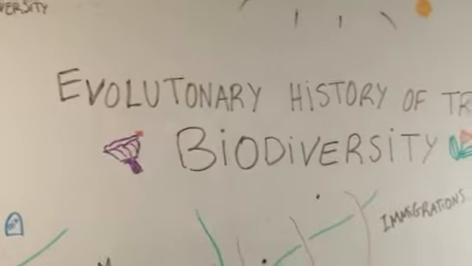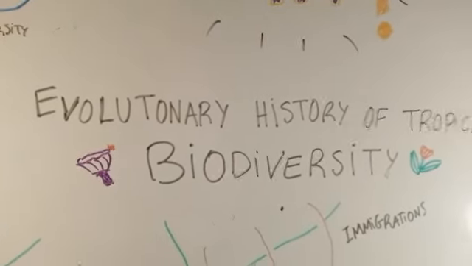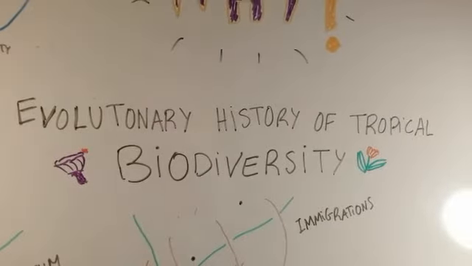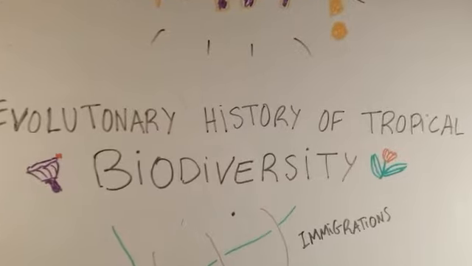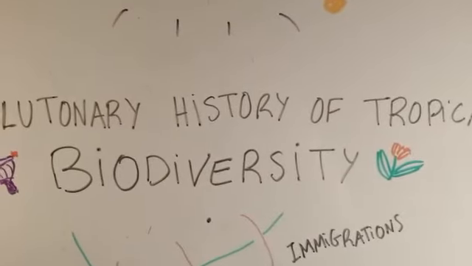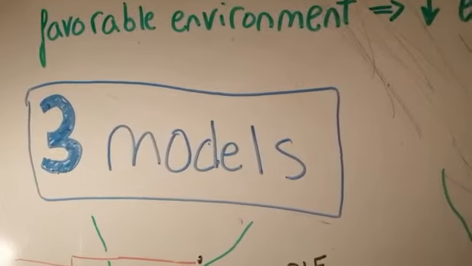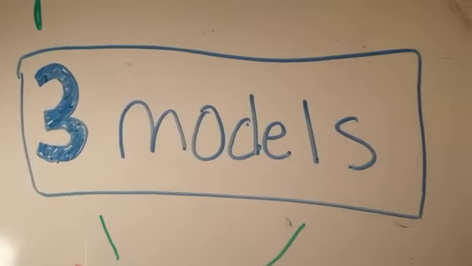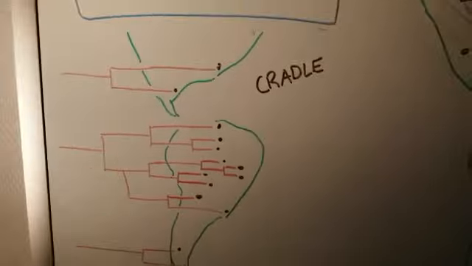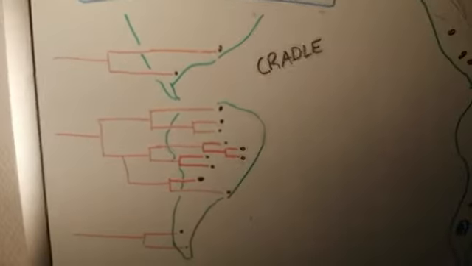This way, we can base our answer on an evolutionary perspective and think about the evolutionary history of tropical biodiversity. Three general types of models exist to explain the high species richness. The first one is the cradle model.